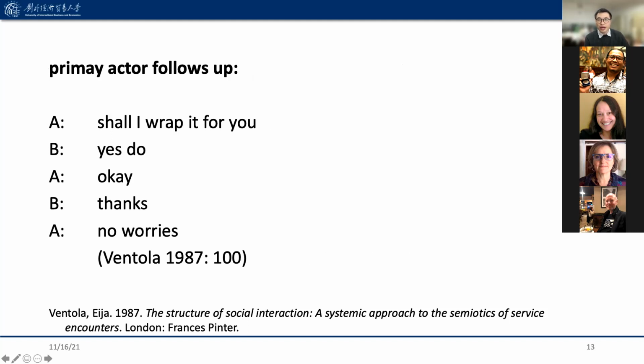Further, we can have primary actor follow-up. So shall I wrap it for you? Yes, do. Okay, thanks, no worries, which is quite common in Australian English, I guess.